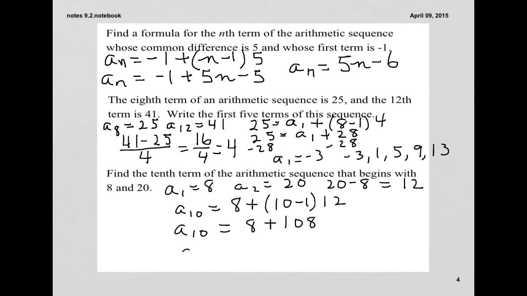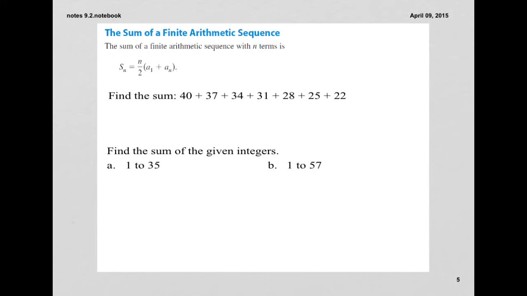So a sub 10 is equal to 116. Okay, the next thing we're going to do is the sum of a finite arithmetic sequence. You will need to pause to quickly write down this formula and the notes.